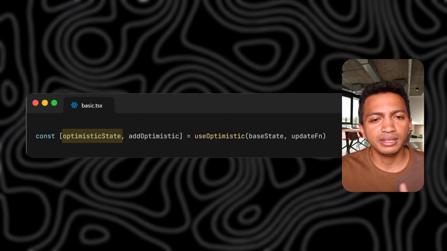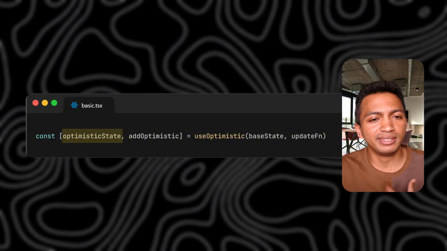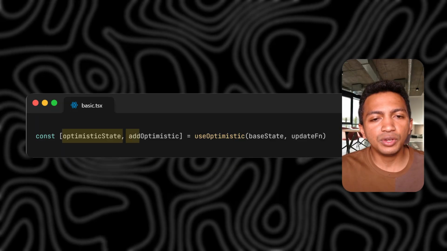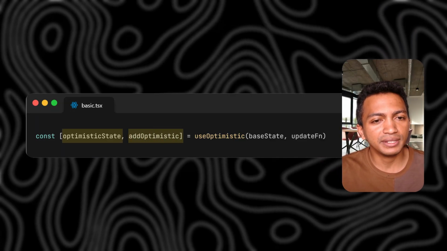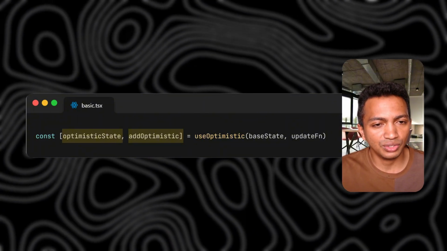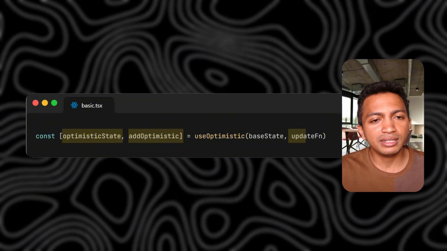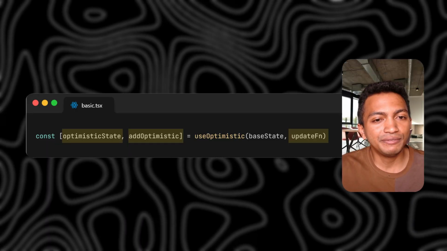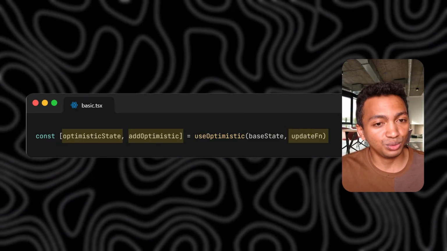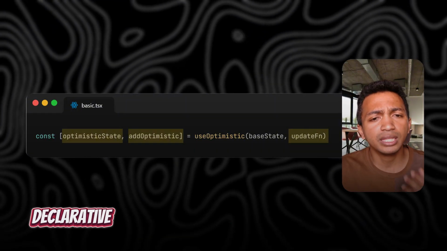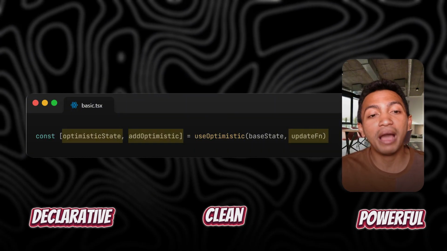Let's break down the hook. Optimistic state is the temporary UI state, while addOptimistic applies the optimistic update with the data that's passed into it. Then updateFn, the update function, defines how to merge the data into the state. It's declarative, clean, and powerful.